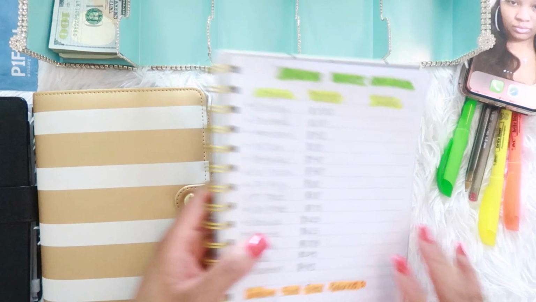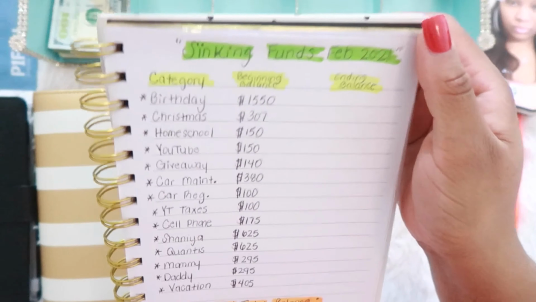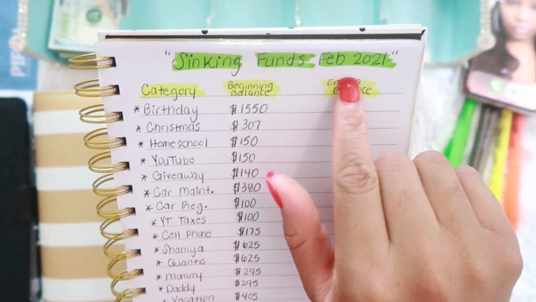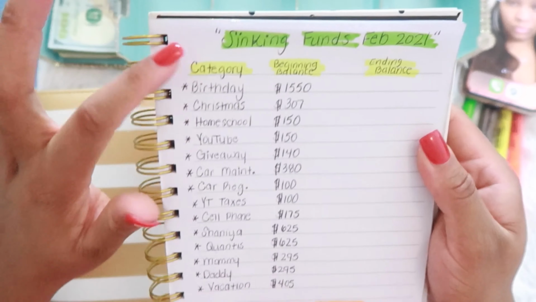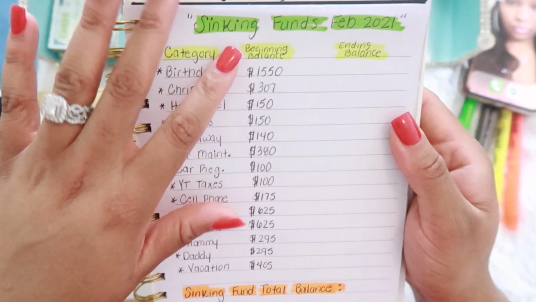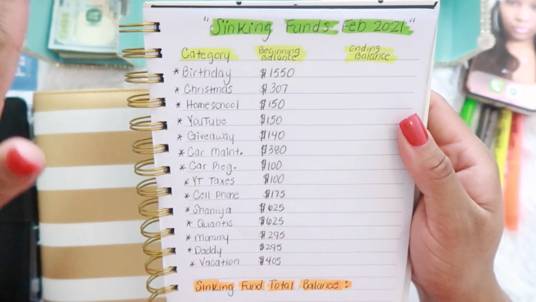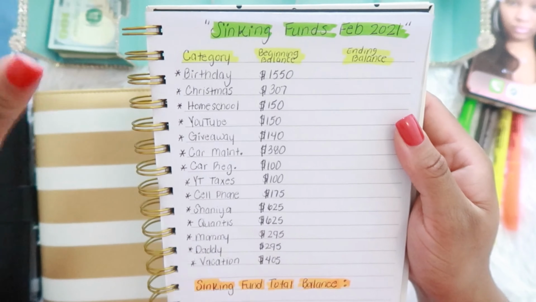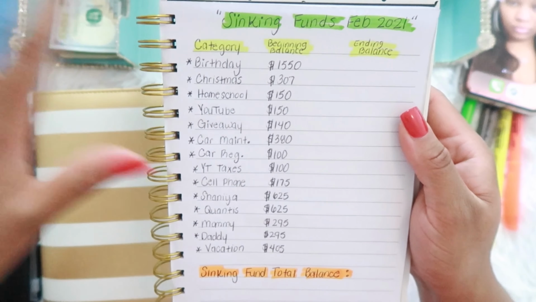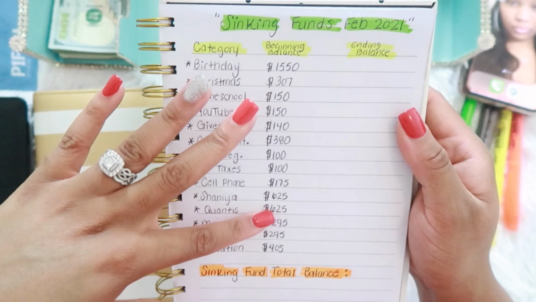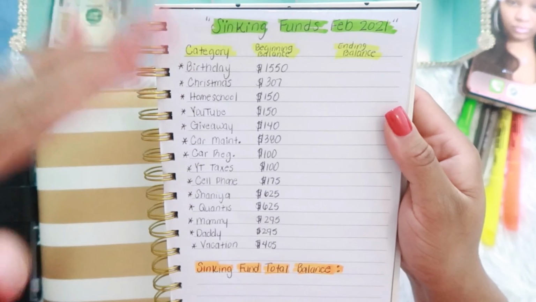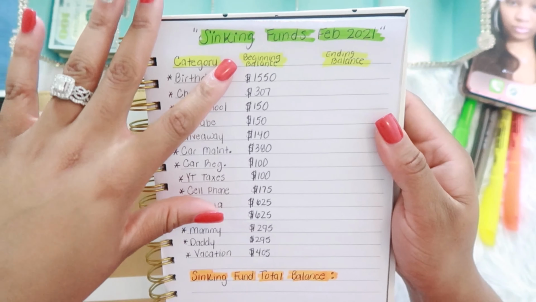Okay, so right here in my little notebook, I hope you guys can see this. Basically what I have is sinking funds February 2021, and then I have all of my sinking funds categories listed over here, and then right here it says beginning balance. Like I said, at the end of January, I counted all of my sinking funds to see how much I had in each category, and this is what was left in each category. So this amount is the beginning amount for the month of February, so that's why I have beginning balance.